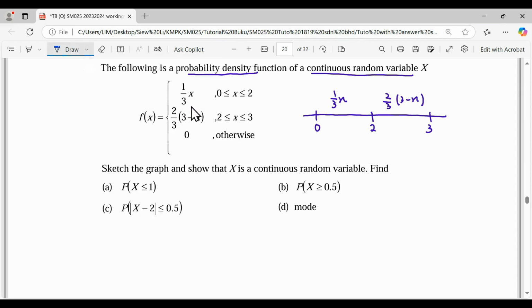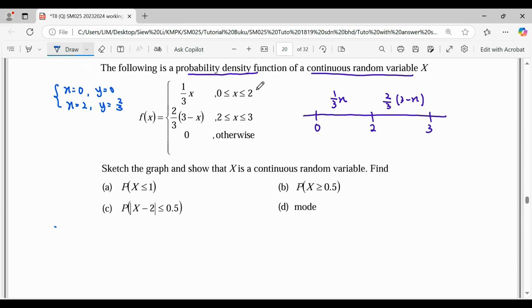So we are going to draw this piecewise function. For the first piece, 1 over 3 x is linear, starting point 0, ending point 2. For x, we calculate our starting point. When x equals 0, y will be equal to 0. When x equals 2, y will be 1 over 3 times 2, so 2 over 3. So this is our first piece.